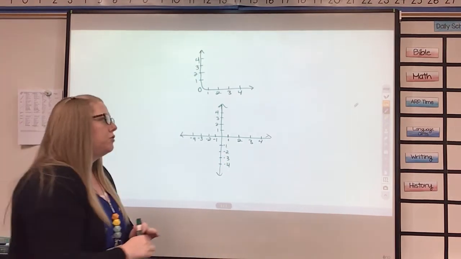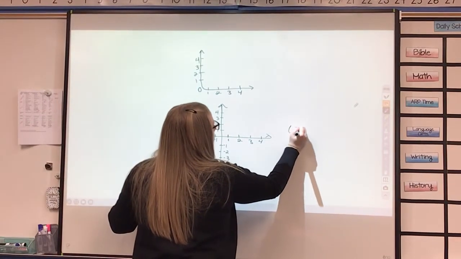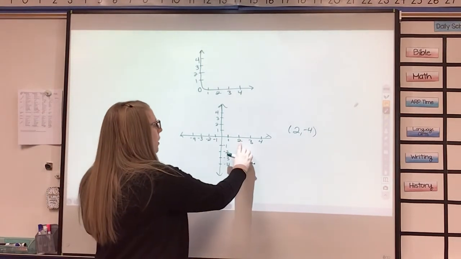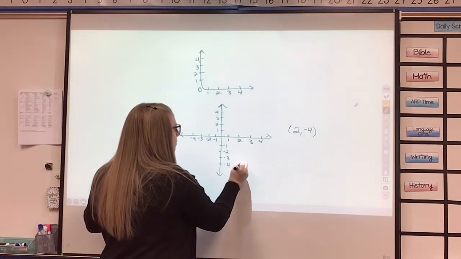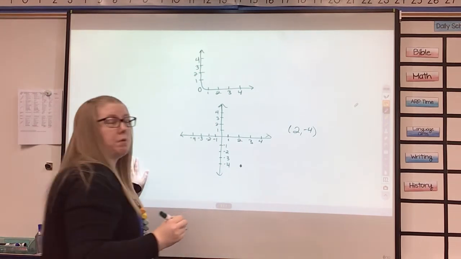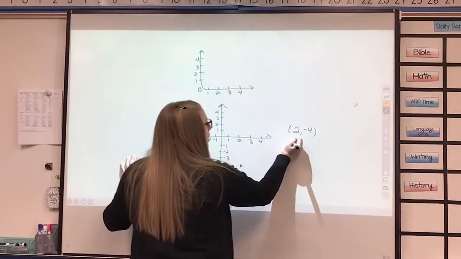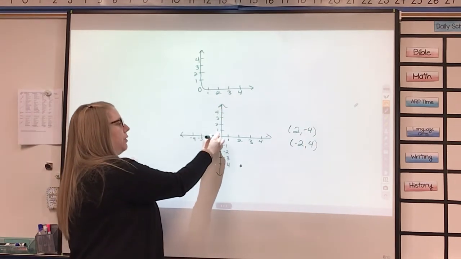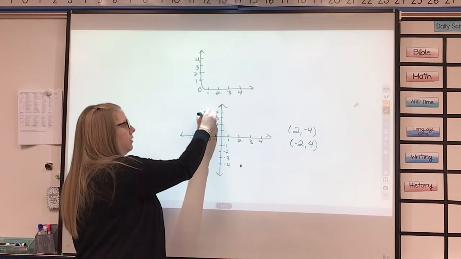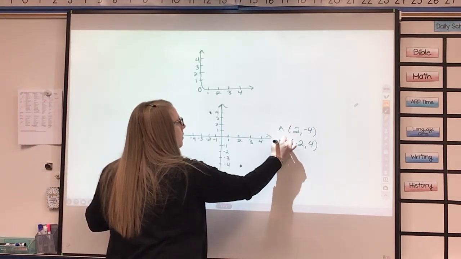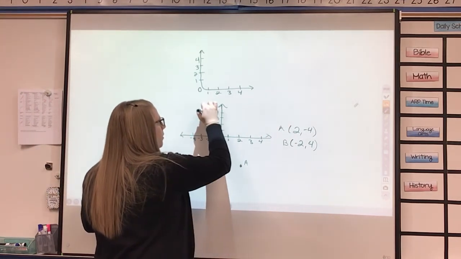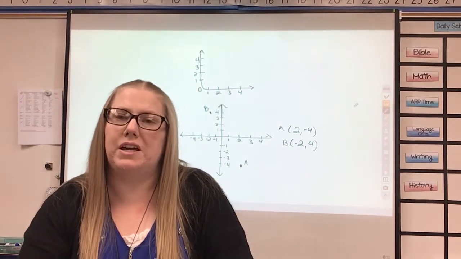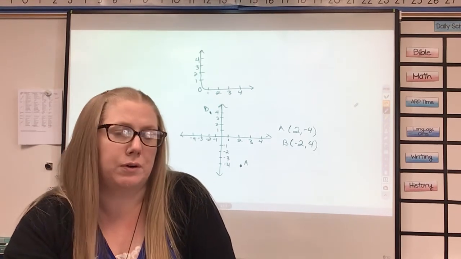So if I asked you to graph 2, -4, I would go to 2 and then I would go down 4. And that would be my point. Same thing if I said -2, 4. I would start at my 0, go -2, and then up 4. Okay, pretty simple. And now you should be able to do anything with a negative number for your unit test.